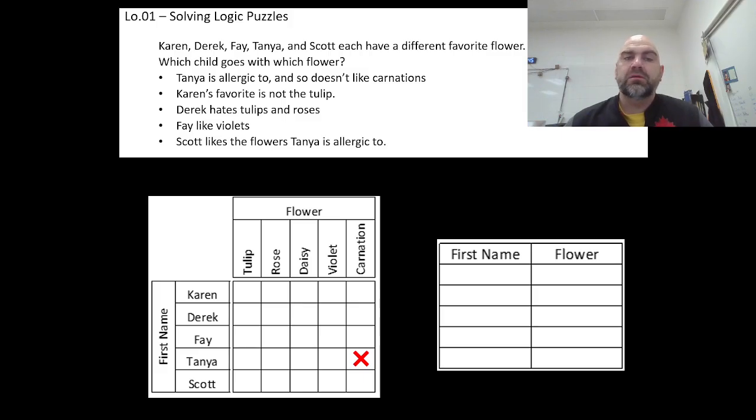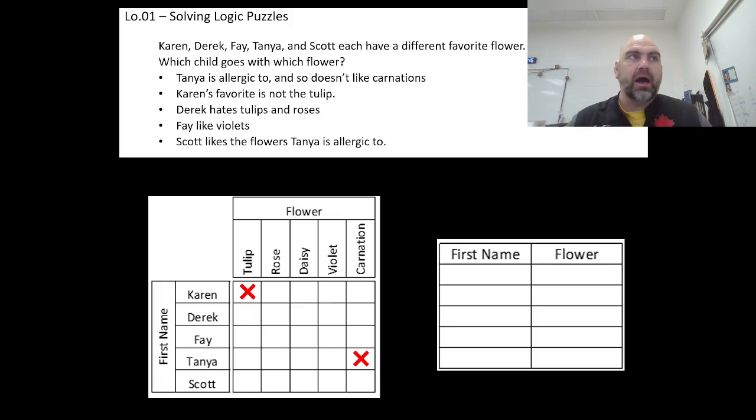Now the second clue says that Karen's favorite is not the tulip. Very direct, very clear: Karen, not tulip. So let's put an X there as well. Once we've put an X there, we know that Karen only has four options left. Tanya only has four options, and there are only four people that can have a tulip as their favorite so far. So we're just eliminating options at this point.